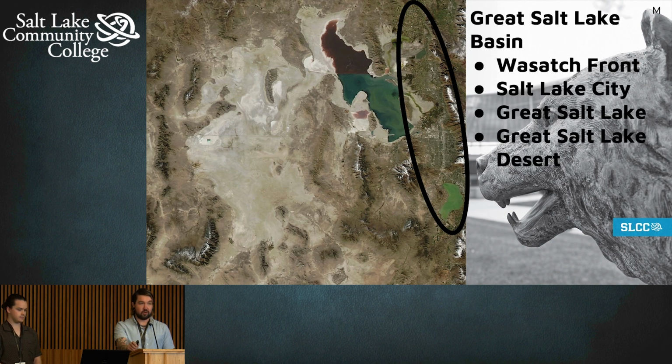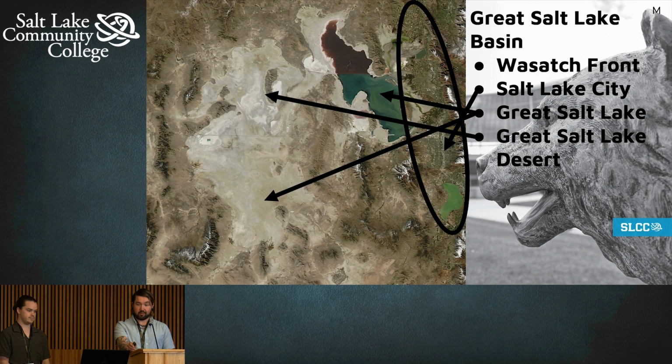So if we zoom into our specific area of interest, this is going to be the Great Salt Lake Basin. Here we see our high population area, the Wasatch Front, with Salt Lake City being the highest populated city of that. We also see the Great Salt Lake, which is a source area for most of this dust, and as it dries up, we have more exposed lake bed, giving more area to the Great Salt Lake Desert.